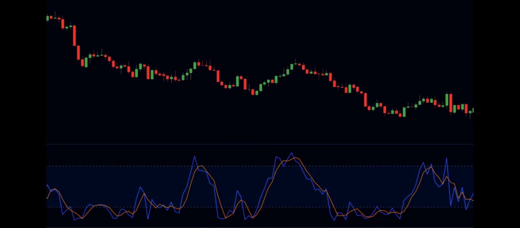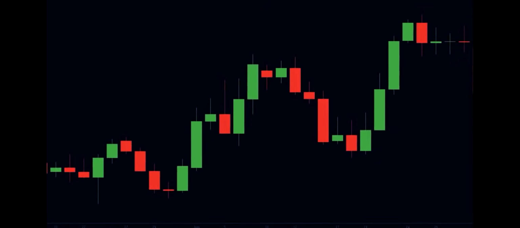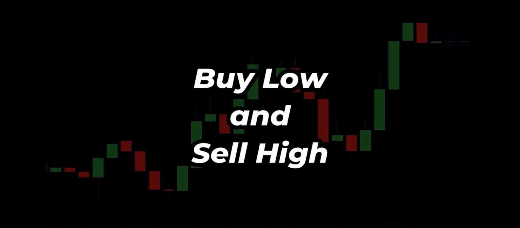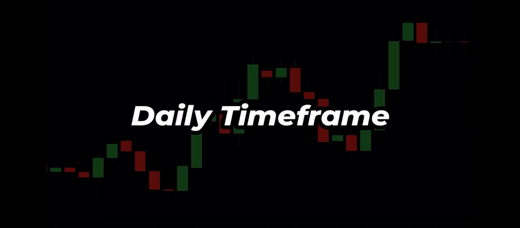Now that we have understood the basic premise of our strategy, let's move on to the exact entry and exit rules. In a swing trading strategy, we are basically looking to capture short-term market swings that last for 3 to 5 days. We simply buy low and sell high in swing trading. Since this is a swing trading strategy, we will use the daily timeframe for our analysis.